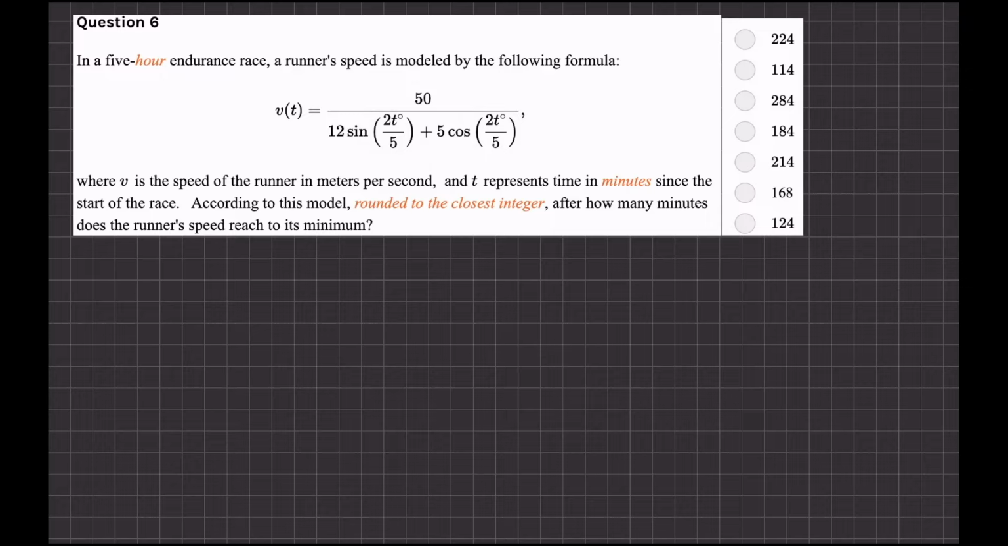Okay, question number 6. In a 5-hour endurance race, a runner's speed is modeled by the following formula: V of t is equal to 50 divided by this trigonometric function, where v is the speed of the runner in meters per second and t represents time in minutes since the start of the race. According to this model, rounded to the closest integer, after how many minutes does the runner's speed reach its minimum?